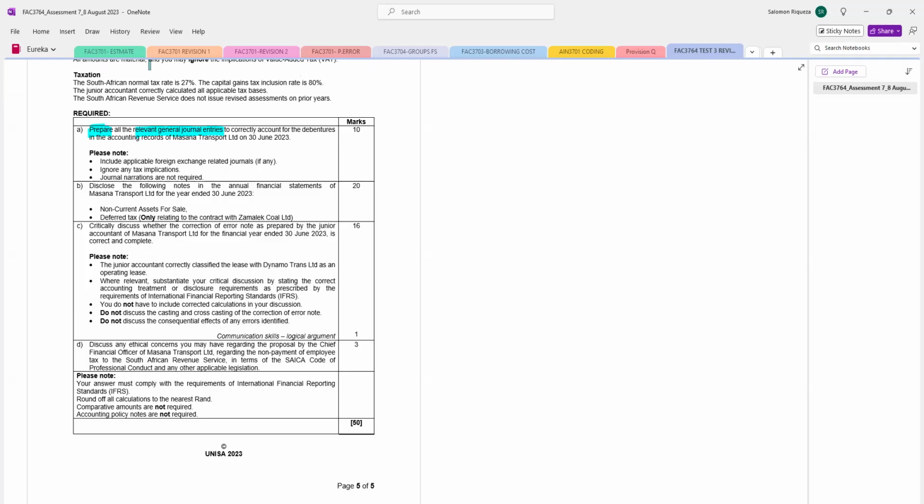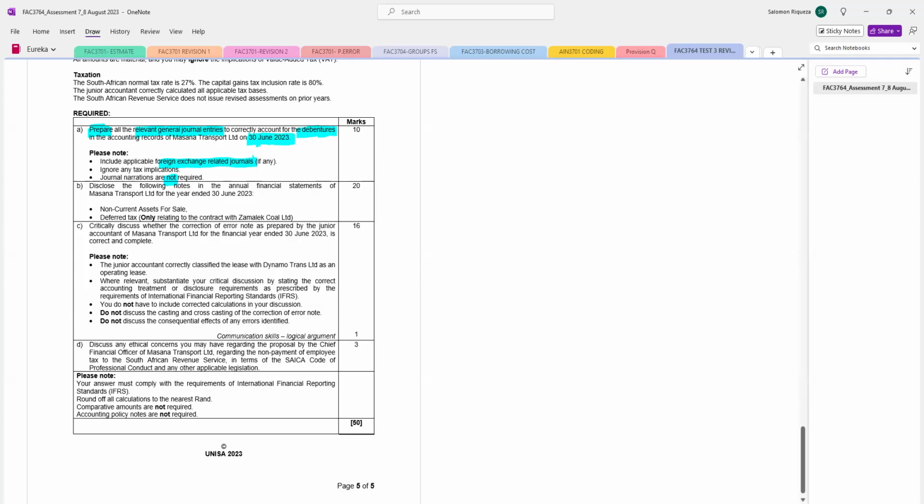Okay, so it says prepare all the relevant journal entries to correctly account for the debentures. So here we are talking about financial instruments, okay? To correctly account for the debentures in the accounting records of Masana Transport Limited on the 30 June 2023. Include applicable foreign exchange related journals. Ignore any tax implication, and journal narrations are not required.